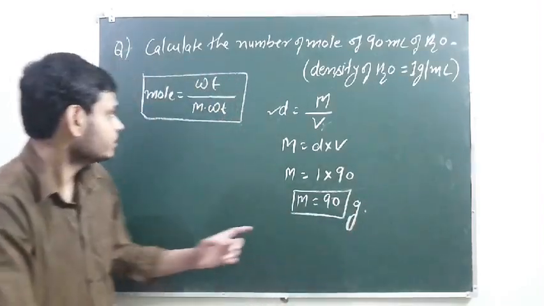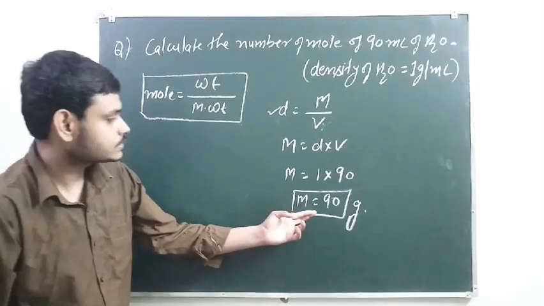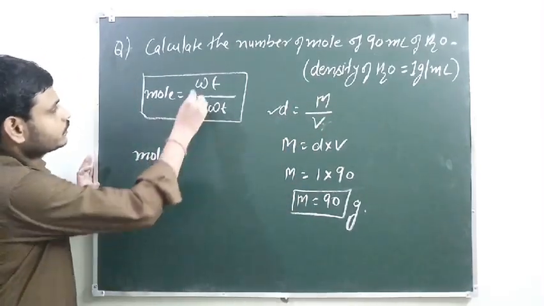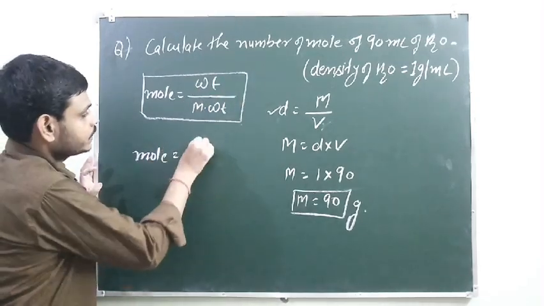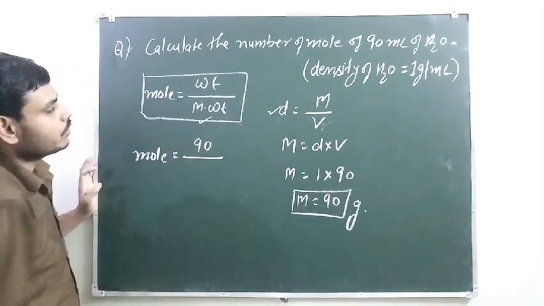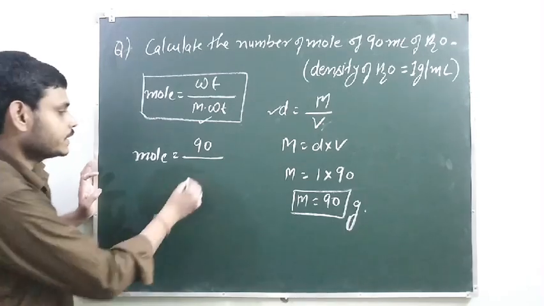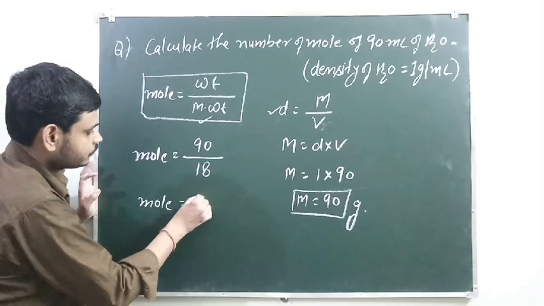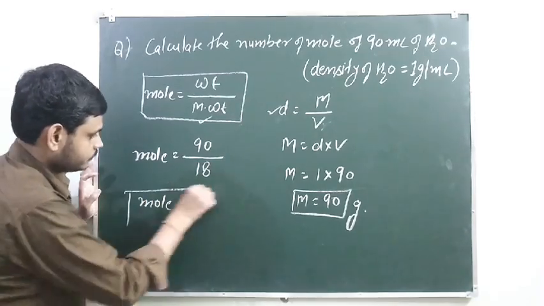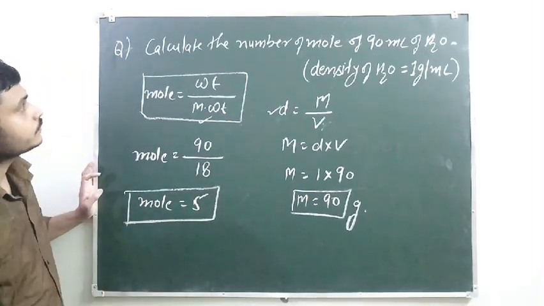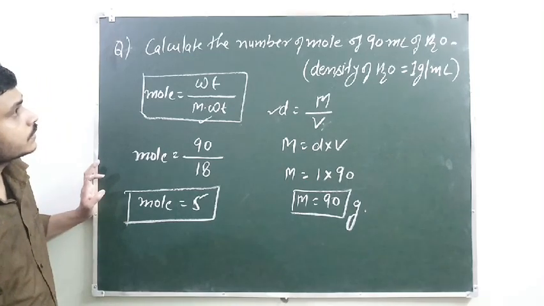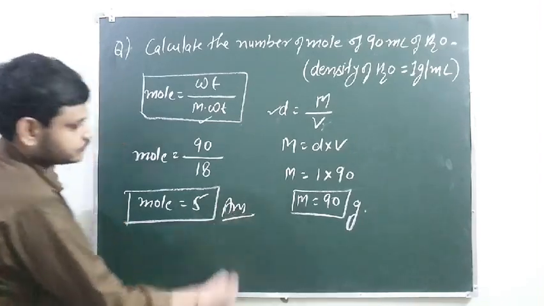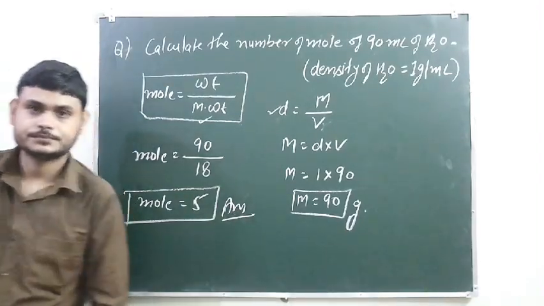Clear? Now we are putting the value of the mass of water: mole is equal to weight of water, that is 90 gram, divided by the molecular weight of water, that is 18. So mole is equal to 5. This is the answer. Clear?